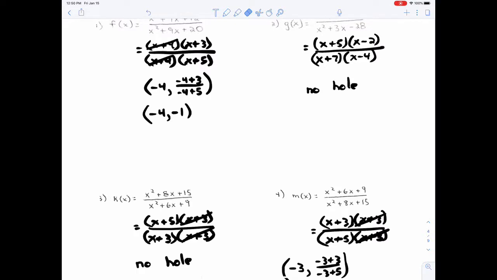So notice here on number 3, we got rid of one of the x plus 3's in the denominator, but there's another one. In problem 4, there are no more x plus 3's in the denominator. Okay, that's why there's a hole there.